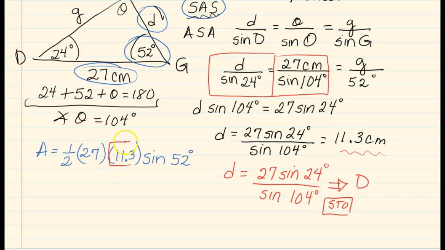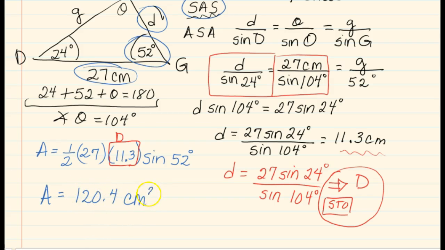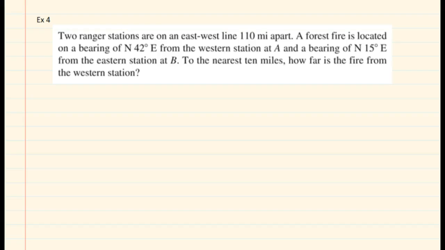So what does that mean to us? That means instead of putting in this approximation, let's store it, and then we can type in the letter D here so that we can find our area. Doing that, we find that our area is approximately 120.4 centimeters squared. But notice that with our significant digits, or if they tell us to round to the nearest whole, then it's going to be 120 centimeters squared.